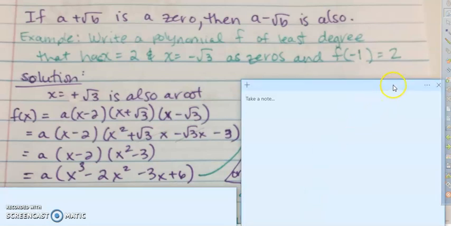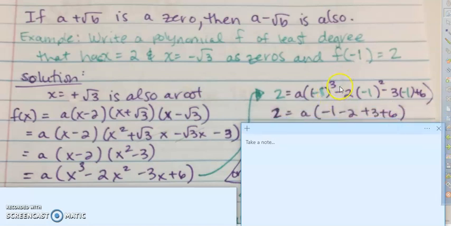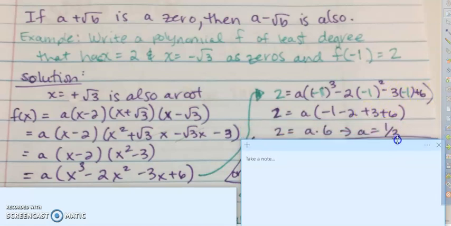At this point, I'm going to go ahead and plug in x equals negative 1 and y equals 2. Negative 1 cubed is still negative 1. Negative 1 squared is 1 times 2 is going to be negative 2 now. Negative 3 times negative 1 becomes positive 3, and then plus 6. When I add all those together, I get a times 6 equals 2, so I'll divide both sides by 6 to get a equals 1/3.